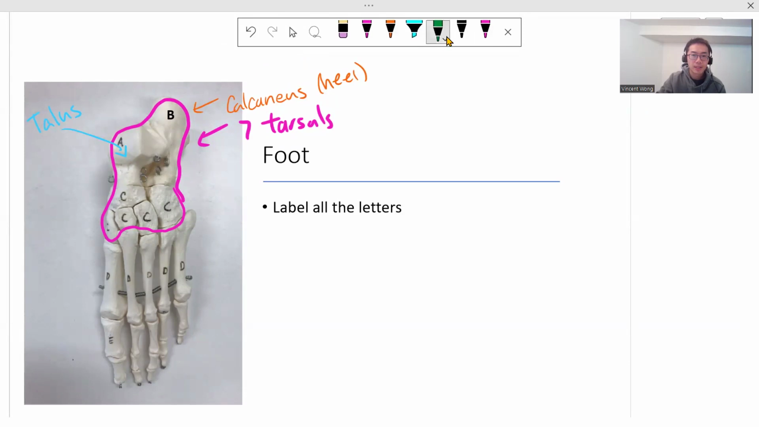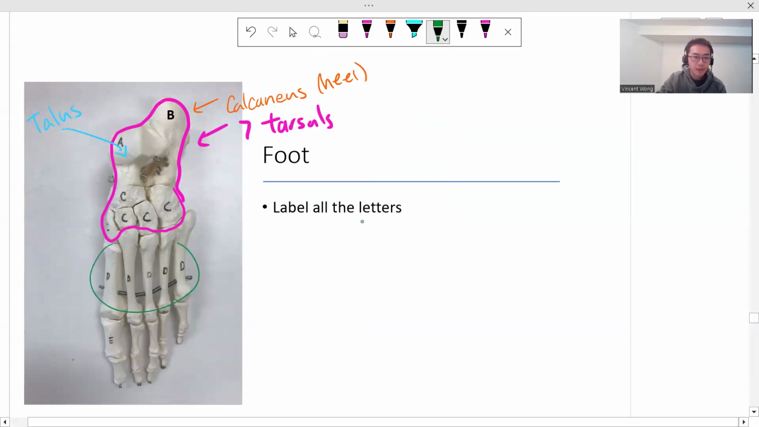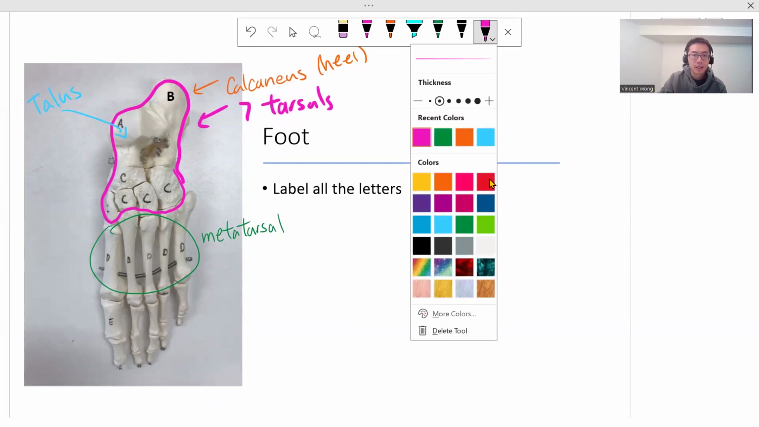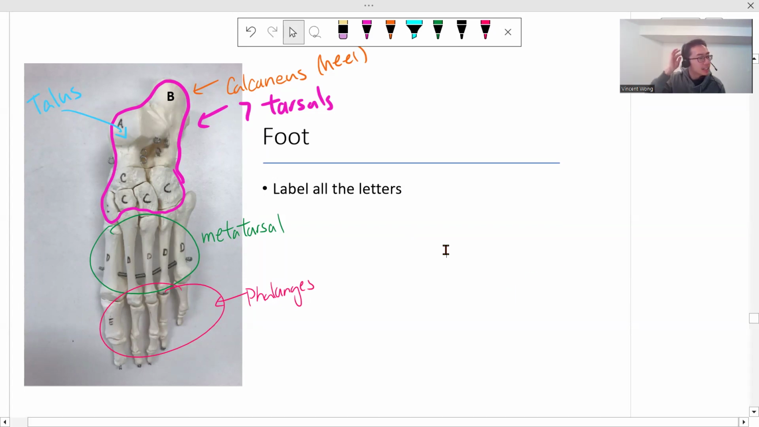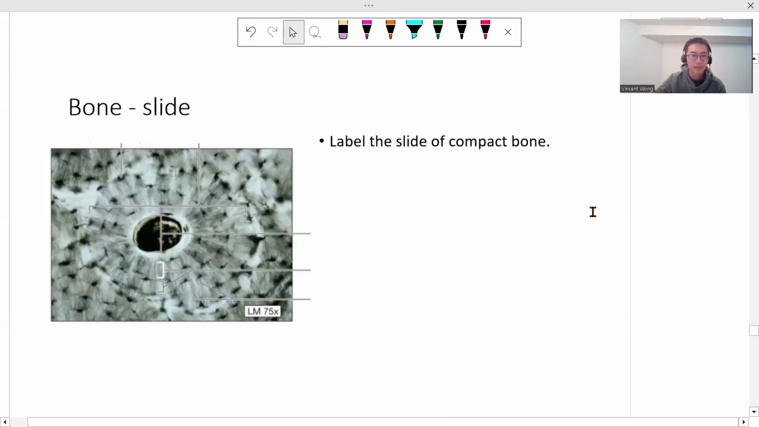And everything is pretty straightforward afterwards. We have the metatarsals and the phalanges. I think one more picture of the bone. Nothing for the muscle though. Yeah, so that's good. I mean, there will be questions about the muscle, but no diagram, I don't think.